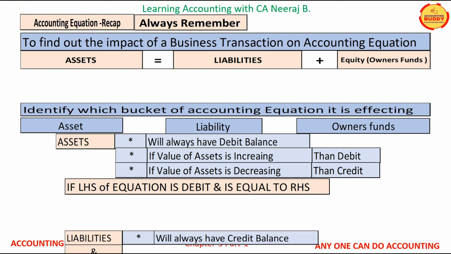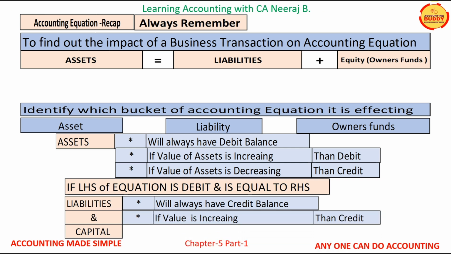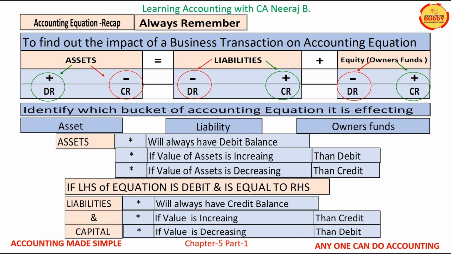If the left hand side of the accounting equation is debit and is equal to its right hand side, that also means that the liabilities and the capital will always have a credit balance. If the value of the liabilities or the capital increases, then credit them, while if the value is decreasing, then debit them. Always remember this equation and its fundamentals.